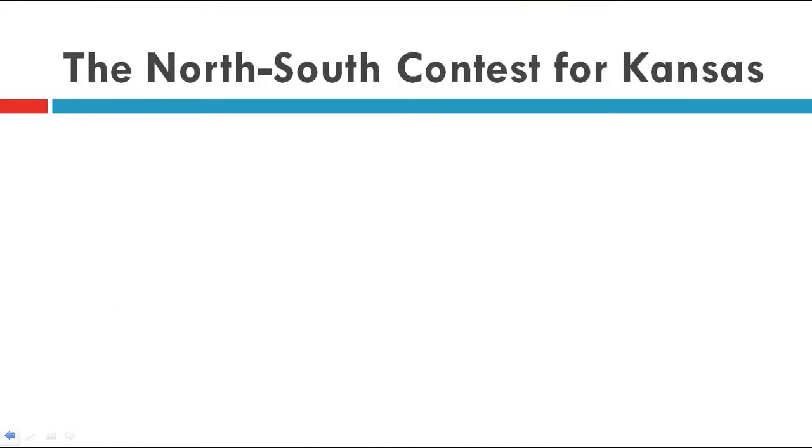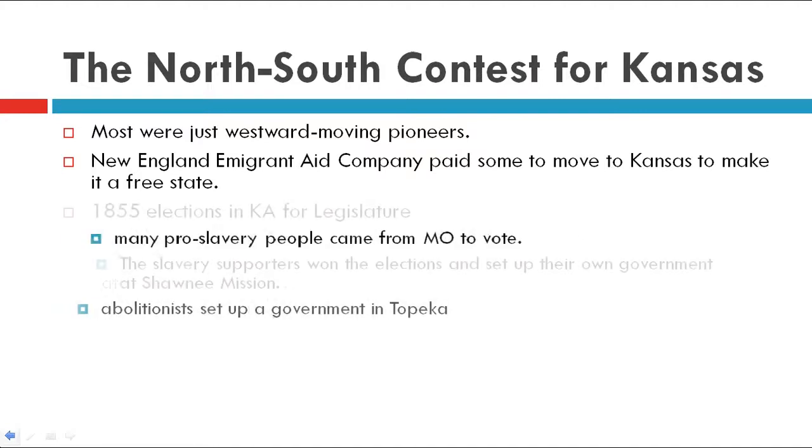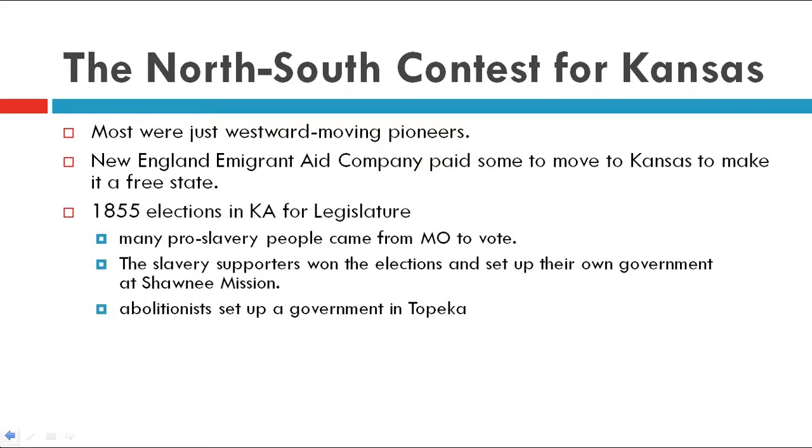Okay, so last chapter we looked at Stephen Douglas and his push for popular sovereignty in the West and maybe his reasons for that. Now let's look at sort of the growing population, in this case in Kansas. Most of the folks who went there, they went there to become farmers in Kansas. But there was the New England Emigrant Aid Company, which had paid people to go to Kansas with the hopes of it becoming a free state. Now, in 1855, there was enough folks in Kansas to elect its own legislature, and many pro-slavery people came up from Missouri to vote in this, and they eventually will win the election.